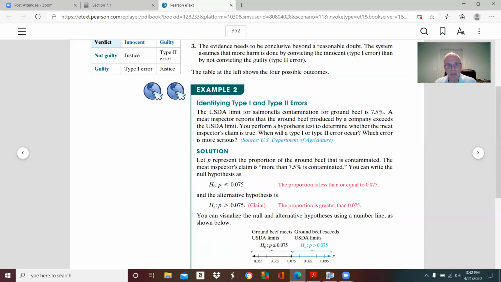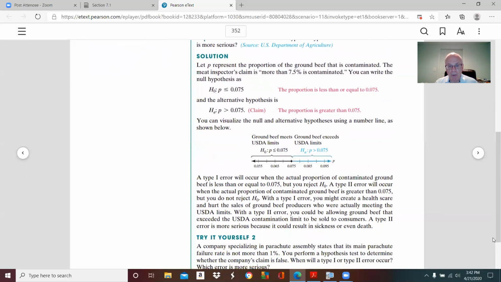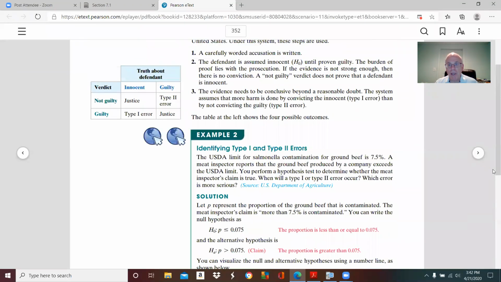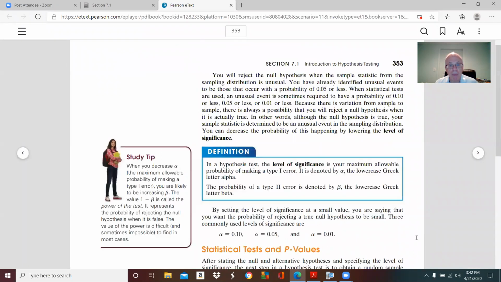So that's really the results of this. And it's written up here at the bottom. You can read through it. Okay. So that's type 1 and type 2 errors.